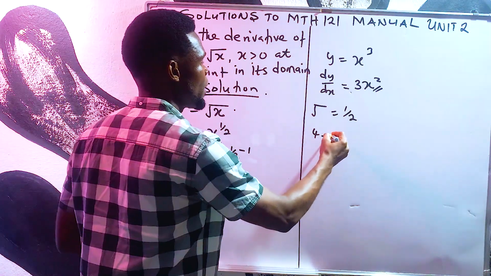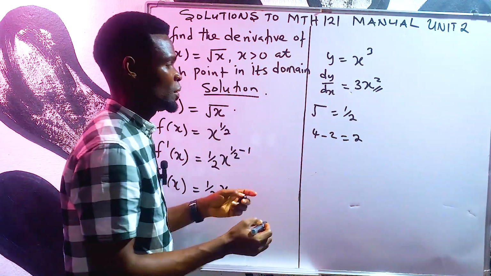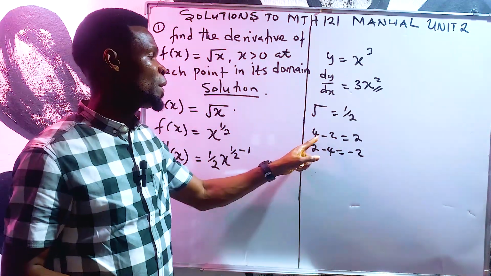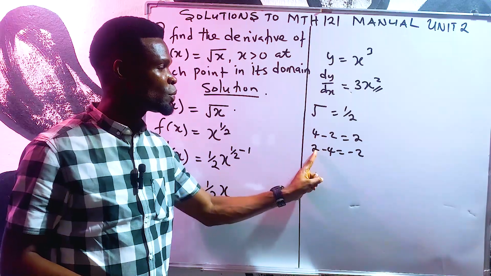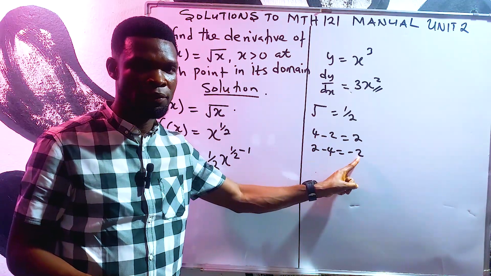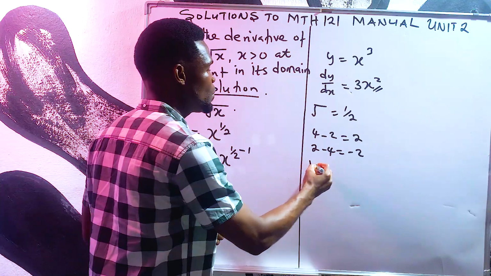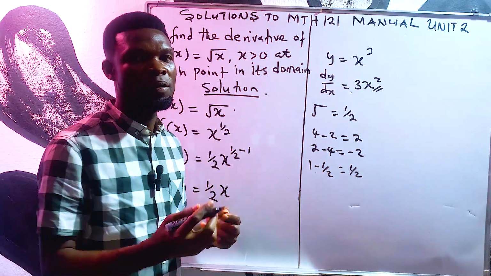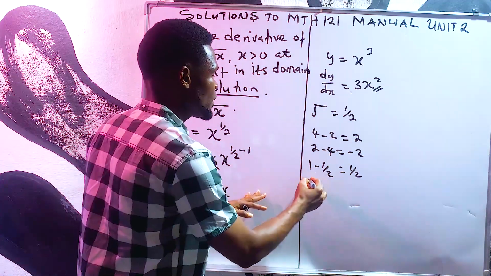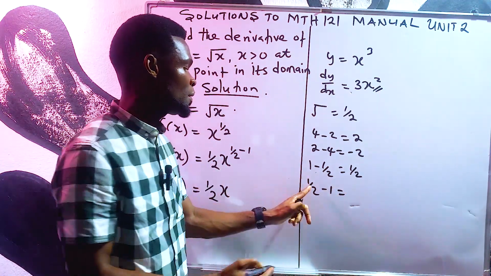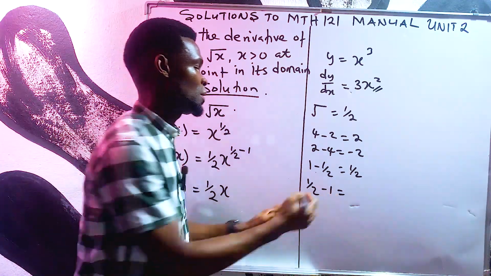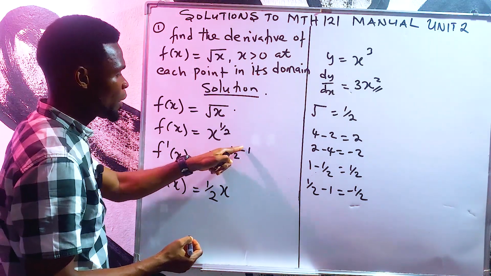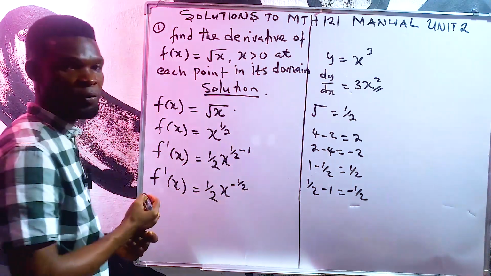If I say 4 minus 2, the answer is 2. And if I say 2 minus 4, the answer is minus 2. In other words, big number minus small is positive, but small minus big number is negative. Likewise, 1 minus half is half. Likewise, if I say half minus 1, that is now small minus big. That will give you minus half. So, half minus 1 is minus half.